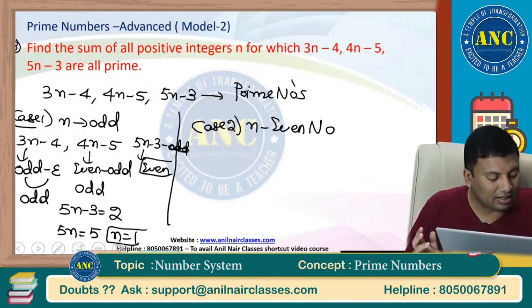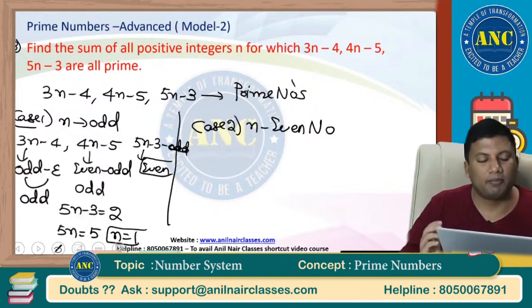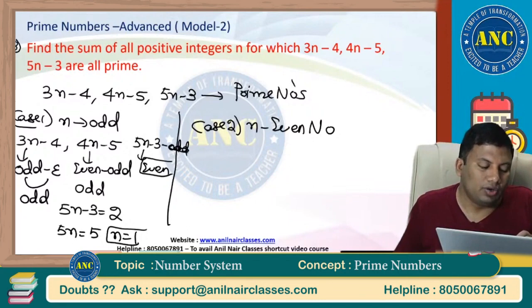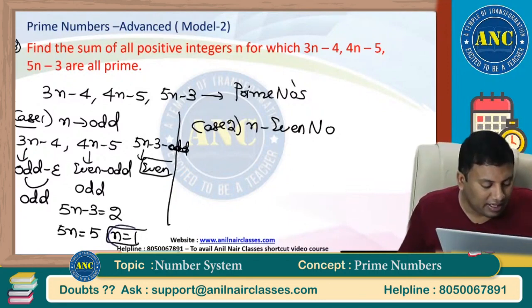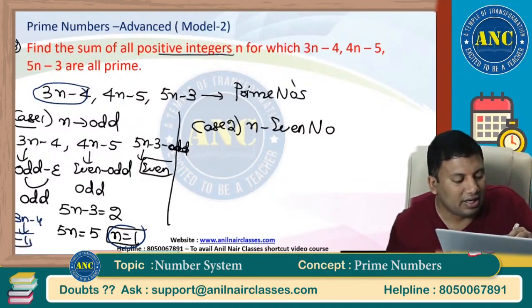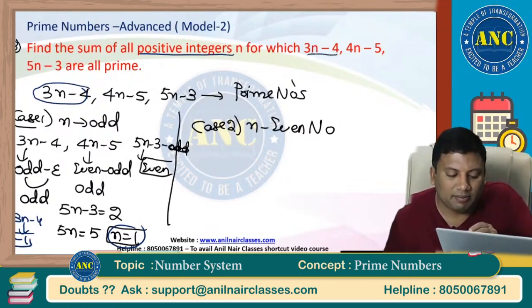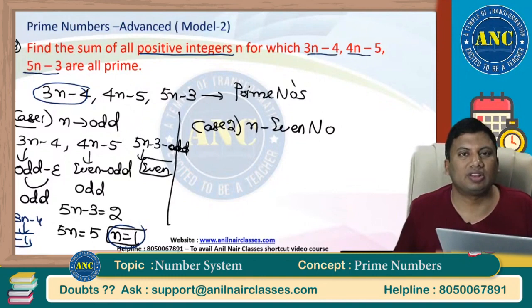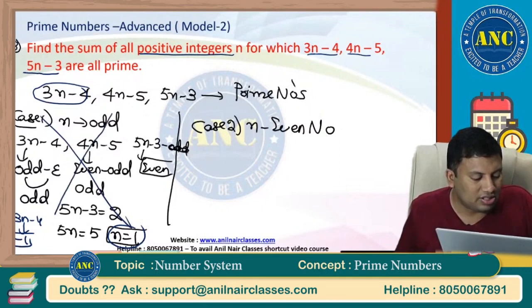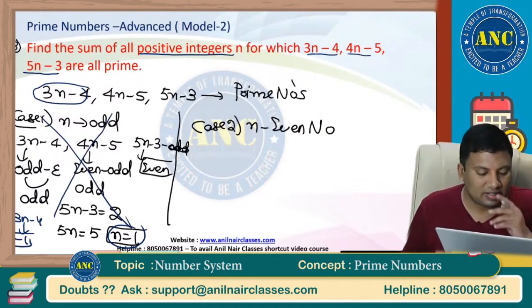So, if I take the case of n as an odd number: odd into odd is odd, odd minus even is odd. Odd into even is even, even minus odd is odd. Odd into odd is odd, odd minus odd is even. If I take n equals 1, I am getting 3n minus 4, 3 ones are 3, 3 minus 4 is minus 1. It is a negative number. But it is saying that all these numbers are prime numbers. Prime numbers are the numbers which are a subset of natural numbers. All should be positive. This case is not possible.